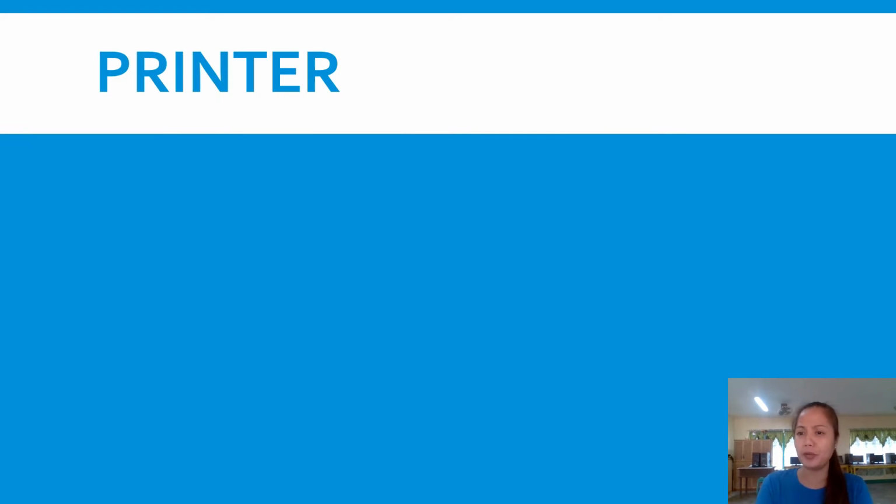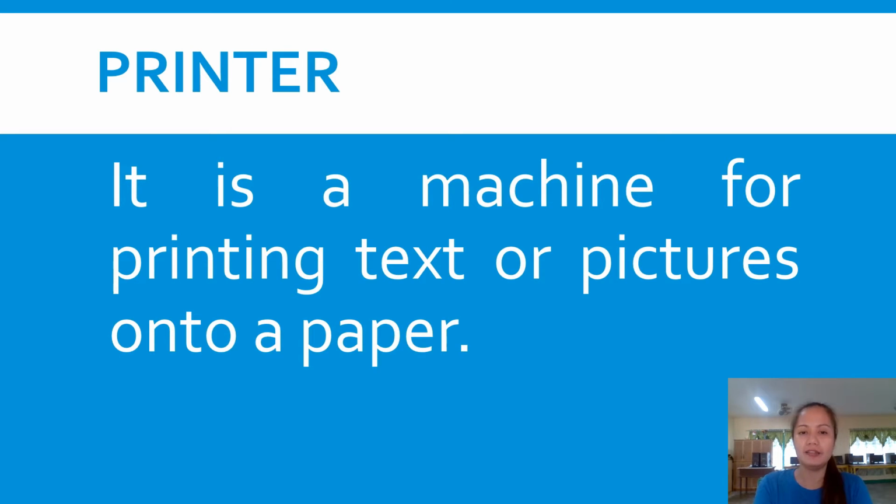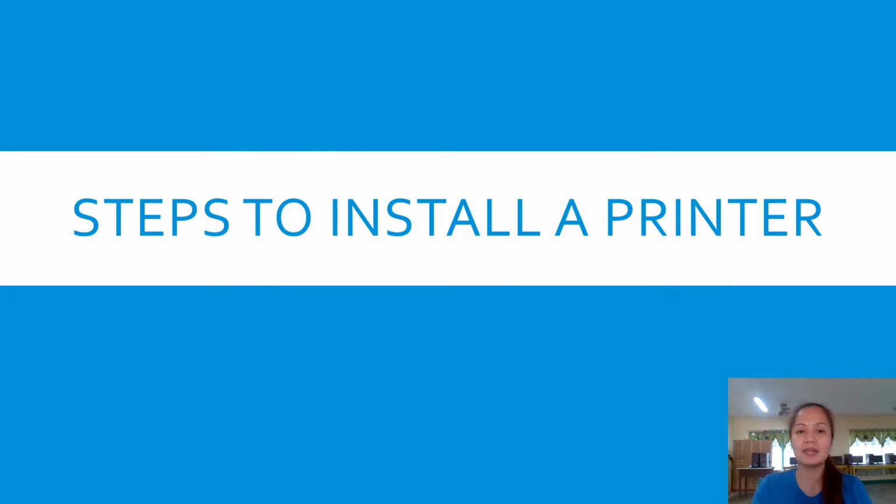So what is a printer? It is a machine for printing text or pictures onto a paper. So if you want to have a hard copy of your electronic document, you can use a printer. So what are the steps to install a printer?